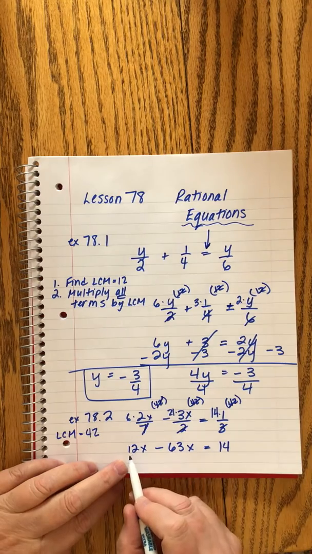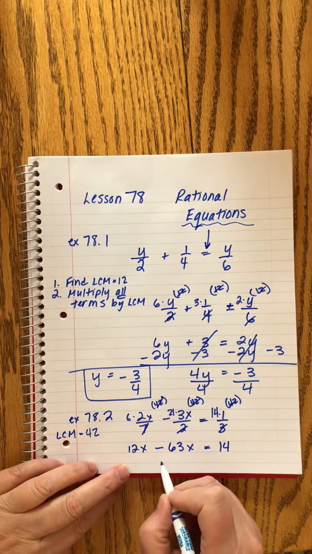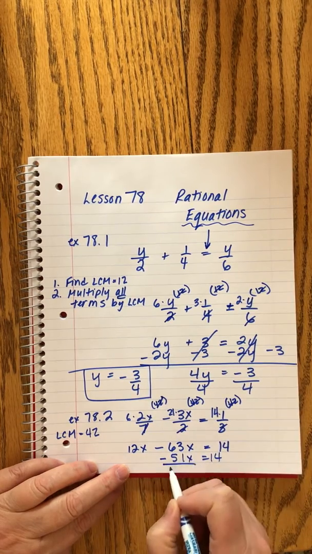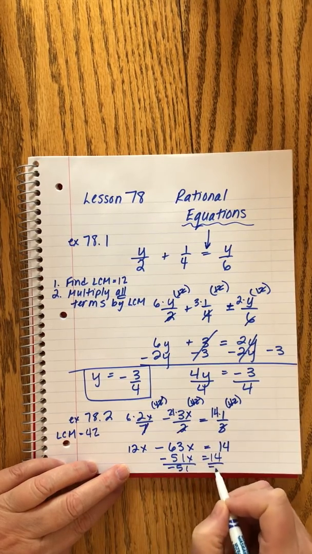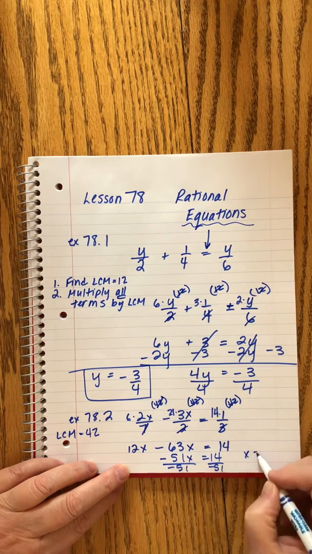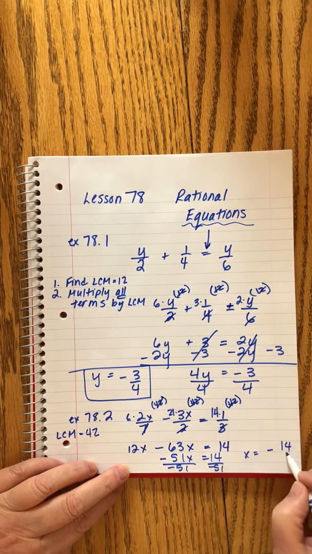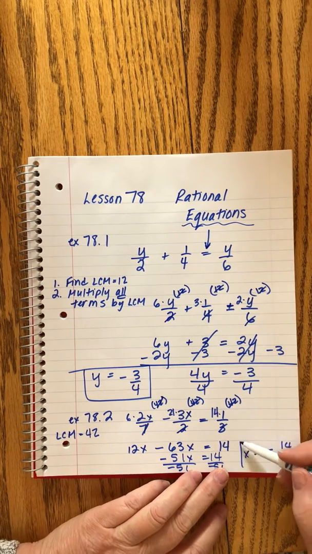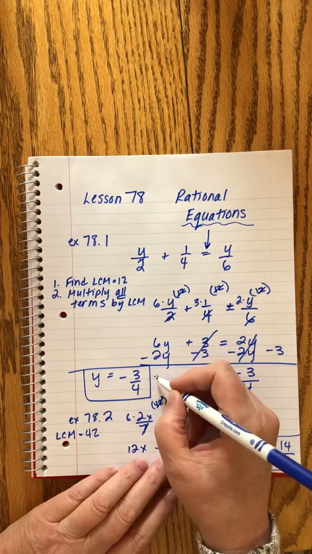Now let's see, we can combine like terms here. This would be minus 51x equals 14. Oh, that's a really weird answer, isn't it? So we get x equals minus 14 over 51. Final answer, yay, that's right. This was right also.